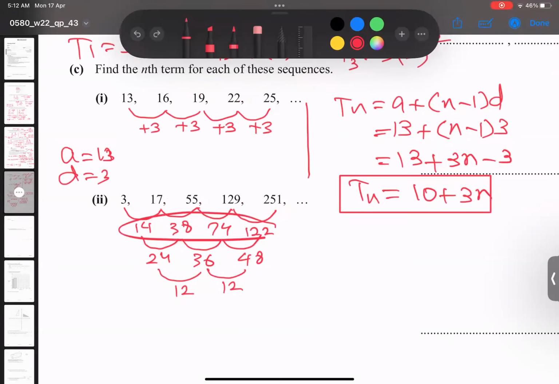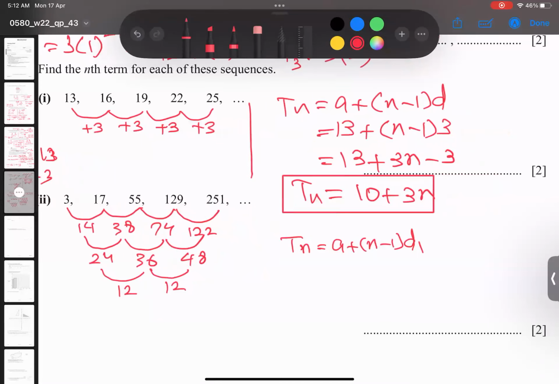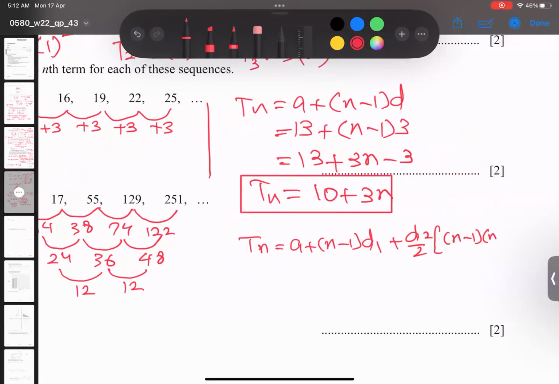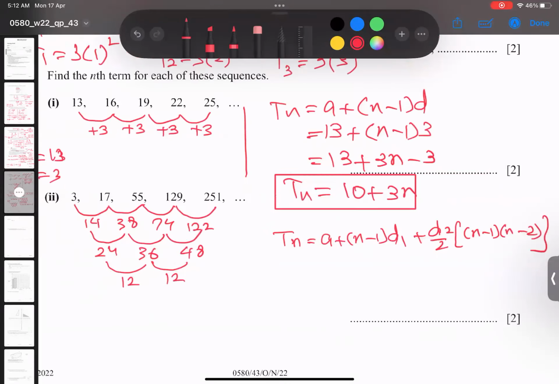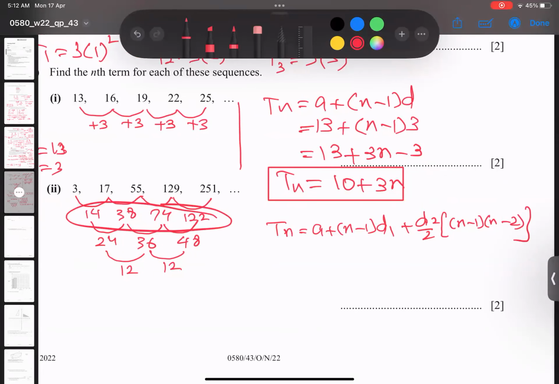Let me tell you the idea. If the first layer is the same, I use this formula. If the second layer is the same, then I use this formula, which I'm going to write for you. Tn equals A plus n minus 1 into D1 plus D2 divided by 2, in the bracket n minus 1 into n minus 2. But if the first layer is the same, use this. If the second layer's differences are the same, use this.